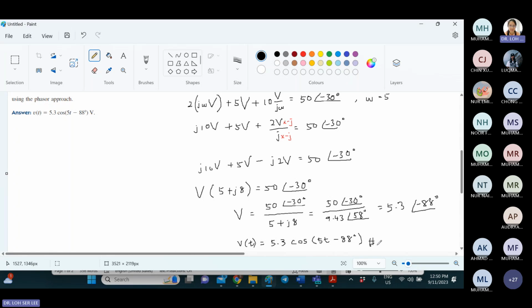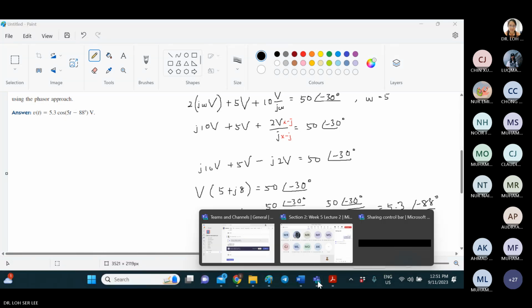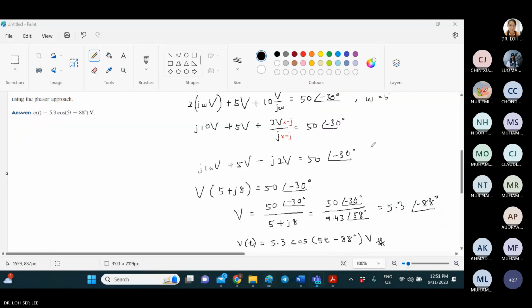Any questions? The letter V, need to write or not, for the final answer? Oh, final, okay. The unit. Voltage. Yes, voltage. Okay, that is the unit. Any other questions? No. No.